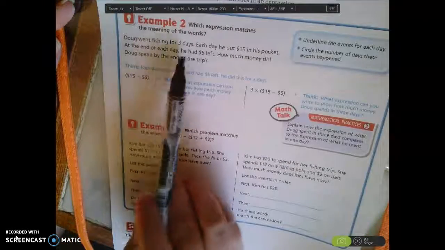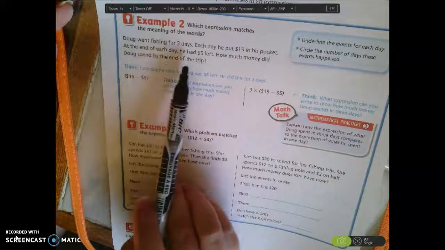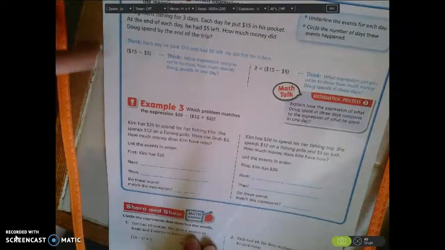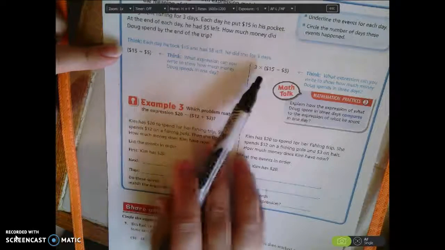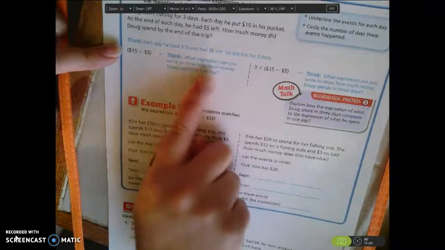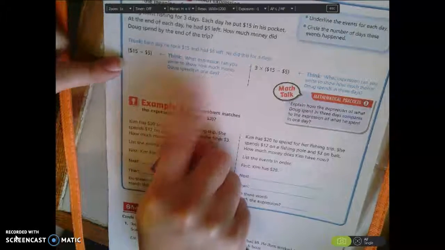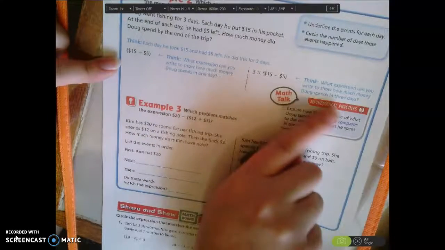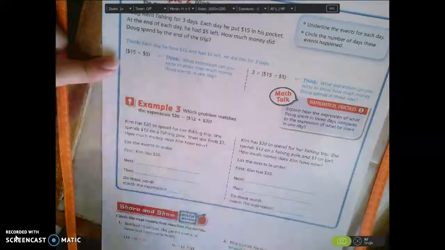Doug went fishing for 3 days. Each day he put $15 in his pocket. At the end of each day he had $5 left. How much money did Doug spend by the end of the trip? So think. Each day he took $15 and had $5 left. He did this for 3 days. Well, what expression can you write to show how much money Doug spends in one day? 15 minus 5. What expression can you write to show how much money Doug spends in 3 days? Well, the quantity 15 minus 5, times 3.